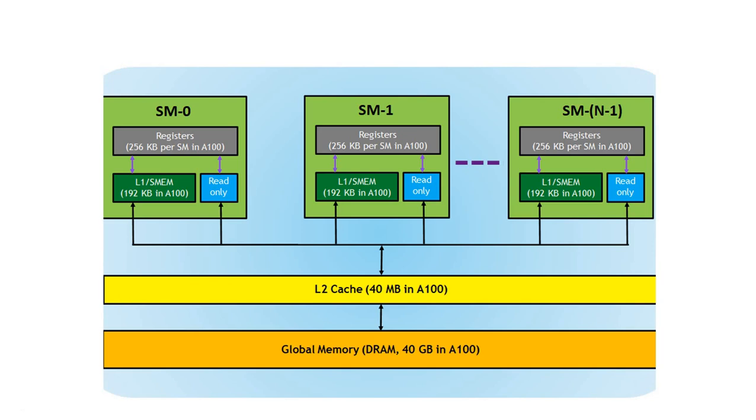Now you can see that in any GPU there are streaming multiprocessors. Like we said, in our GPU which we use, we have 6912 cores and also 108 streaming multiprocessors. Now you can see that there is L1 SMEM memory inside each streaming multiprocessor, and we have L2 cache also and also global memory.